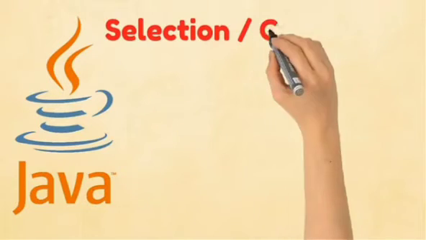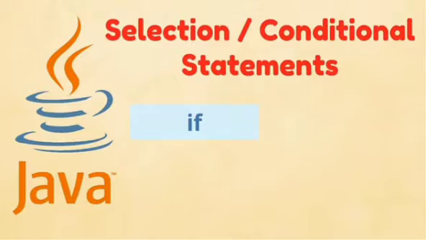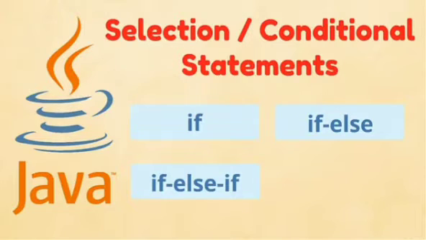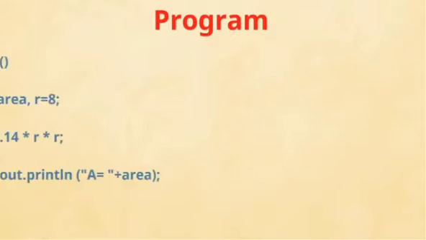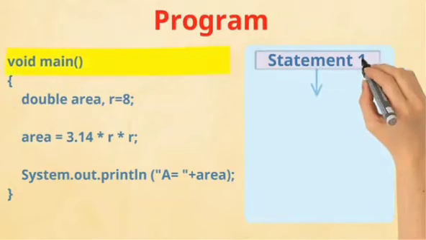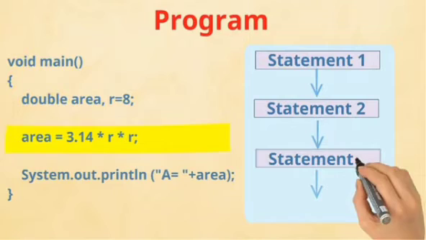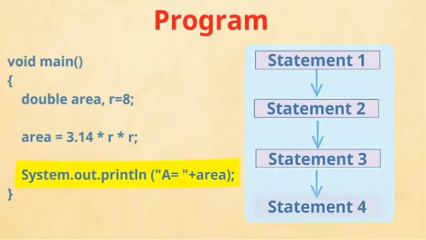Now we are going to discuss the conditional or selection statements in Java. There are four different types of conditional statements: if, if else, if else if ladder, and switch. In a normal program, the program execution is in sequential order, that is statement 1, statement 2, statement 3, a top down approach.